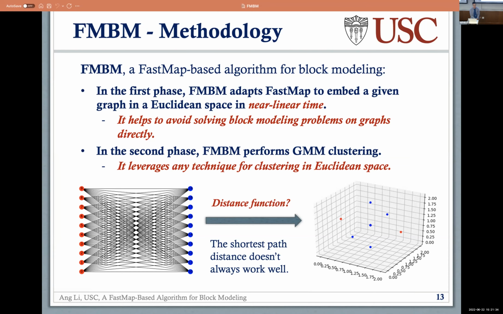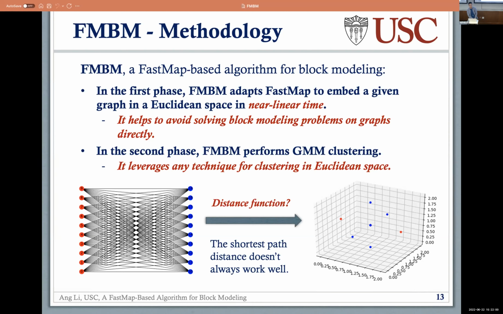And in the second phase, once we have the embedding, we simply perform GMM clustering. Actually, because we have the embedding, it leverages any technique for clustering in the Euclidean space. And one key thing here is which distance function we want to use, because the distance function is very important to FastMap.